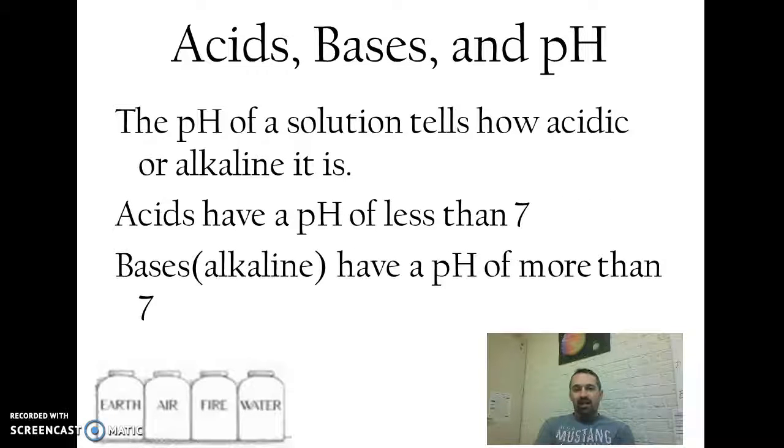Okay, we're going to talk about acids, bases, and pH. The pH of a solution tells how acidic, or here's a new word for you, alkaline. Alkaline is just another word for basic. So the pH of a solution tells how acidic or how alkaline a solution is. Acids will have a pH of less than 7, and bases, or alkalinity, have a pH of more than 7.